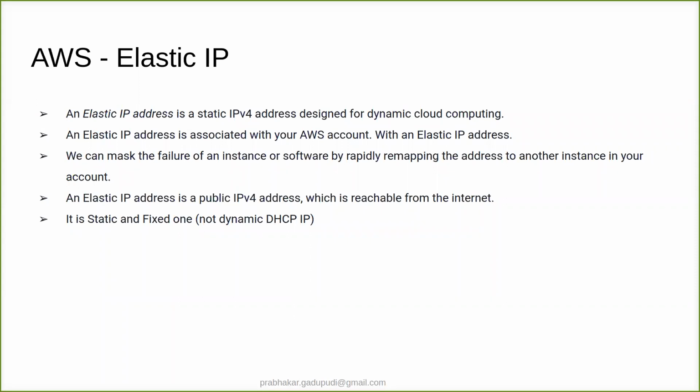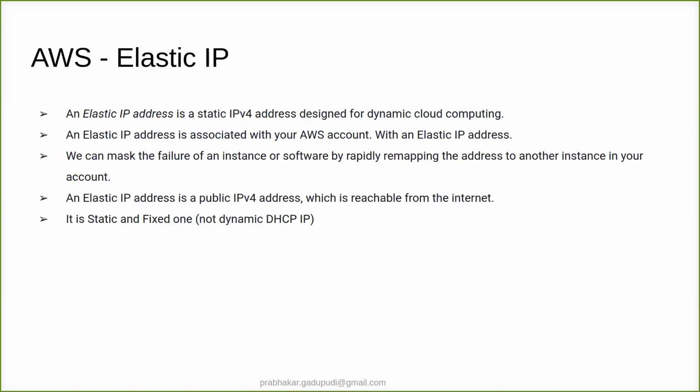An Elastic IP address is a static IP, not a dynamic IP, and it is an IPv4 address designed for dynamic cloud computing. An Elastic IP is associated with, first of all, your AWS account. Then after that, you can assign it to a specific EC2 instance. We can mask the failure of an instance or the software by rapidly remapping the address to another instance in your account. This Elastic IP address is a public IPv4 address which is reachable from the internet, and you can access EC2 resources via the internet.